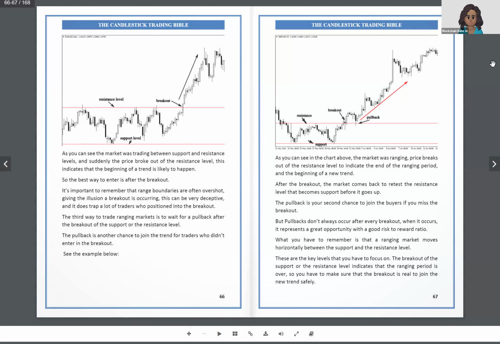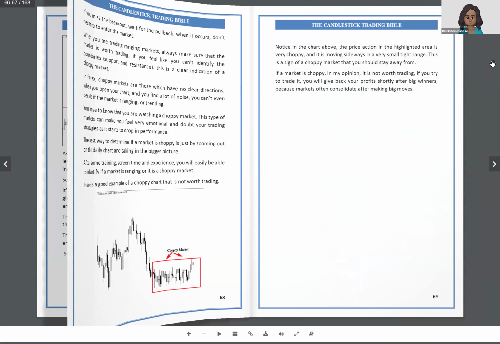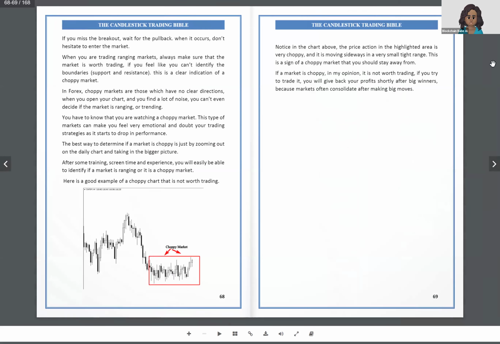The breakout of support or the resistance level indicates that the ranging period is over. So you have to make sure that the breakout is real to join the new trend safely. If you miss the breakout, wait for the pullback. When it occurs, don't hesitate to enter the market.